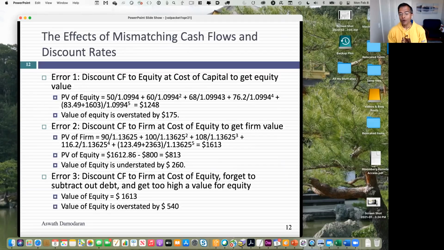If I take the cash flow to the firm and discount at the cost of equity, I get the reverse problem. I get too low a number. And if I forget to subtract out debt, God only knows what I end up with. There are lots of bad pathways you can take.